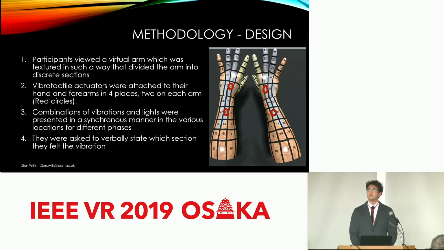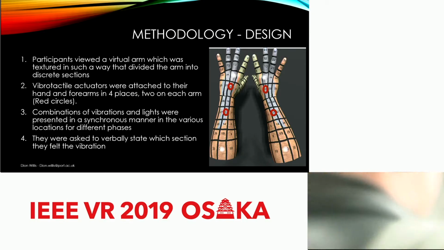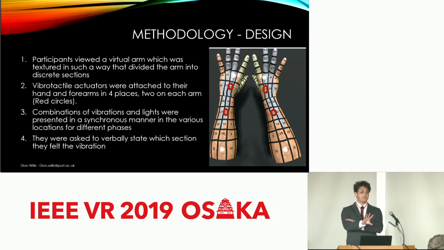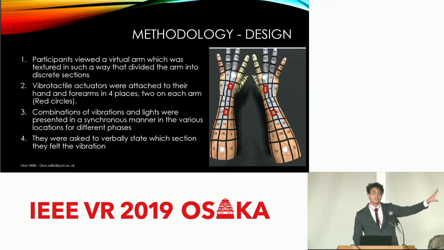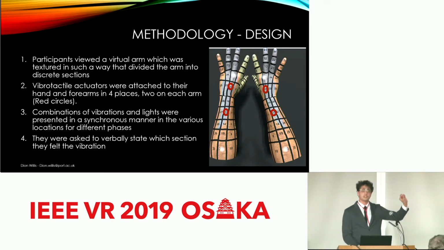So, the methodology. Participants viewed virtual arms using the Leap Motion, and the application was created in Unity. They were textured in such a way that it divided the arm up into separate sections throughout the arm. Vibrotactile actuators were put onto 4 places, 2 on each arm. As you can see, the red dots are where the vibrotactile actuators were placed. They were measured through anatomical landmarks on the arm to make sure it was consistent between participants.